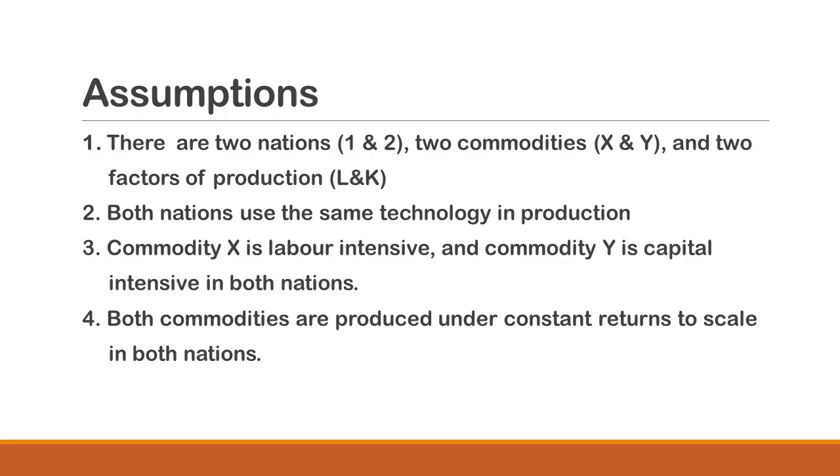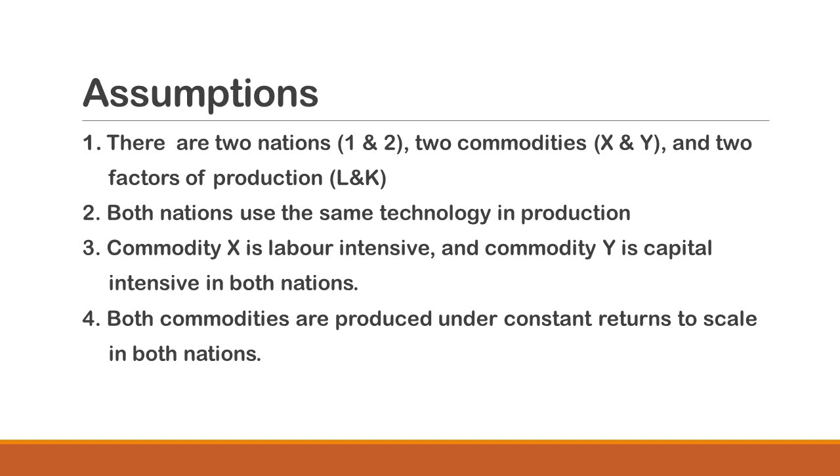Heckscher-Ohlin theorem is based on a large number of assumptions. Now let us examine what are the important assumptions of Heckscher-Ohlin theorem. First assumption is that there are two nations, two commodities and two factors of production. That is, Heckscher-Ohlin theorem is based on a 2x2x2 general equilibrium framework. Here we assume that there are only two nations, nation 1 and nation 2, and only two products, commodity X and commodity Y, and only two factors of production, that is labor and capital.